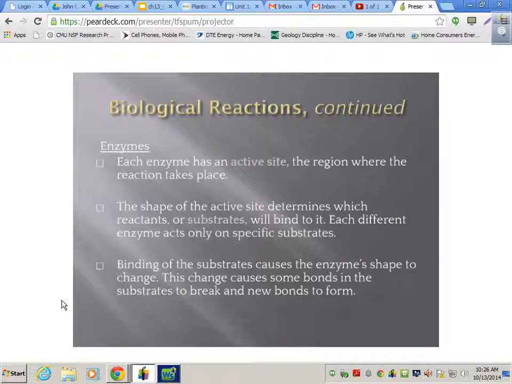Think of it as like putting a fortune cookie in your hand, and then your hand changes shape, and it does what? It breaks the cookie in two, right? And then the reaction occurs.